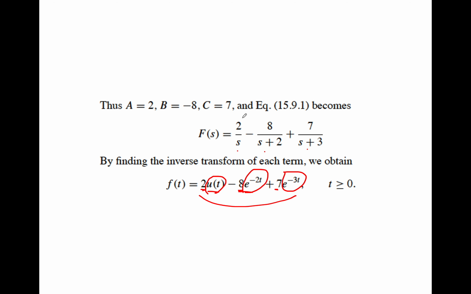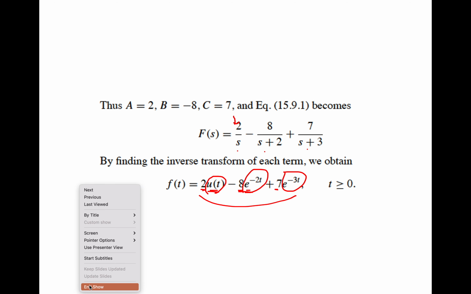The numerator determined what these numbers were. So if we'd had a different numerator, we'd get numbers that look very different here. This makes your answer look quite different, but your functional form is independent of what the numerator was. So you're still going to have the u of t, the e to the minus 2t, and the e to the minus 3t. All right, now I'm going to stop before we do any additional examples, and we'll pick this up with an additional either video or lecture in class on Friday.